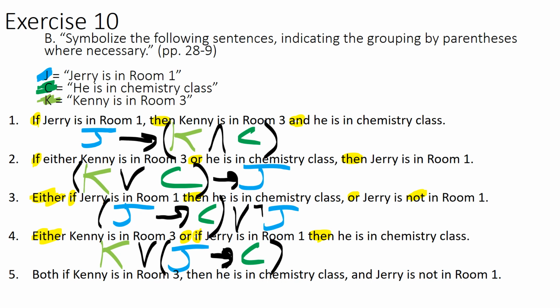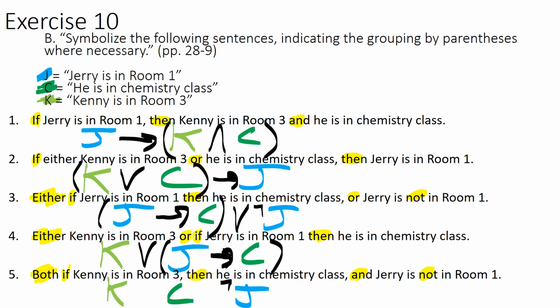Number 5, both. Well, overall, we have a conjunction. So both, if Kenny is in room 3, then he's in chemistry class, and Jerry is not in room 1. Kenny is in room 3 is a K. He is in chemistry class is a C. Jerry is in room 1 is a J, but it's negated. Let's add that connective, not. So not J.